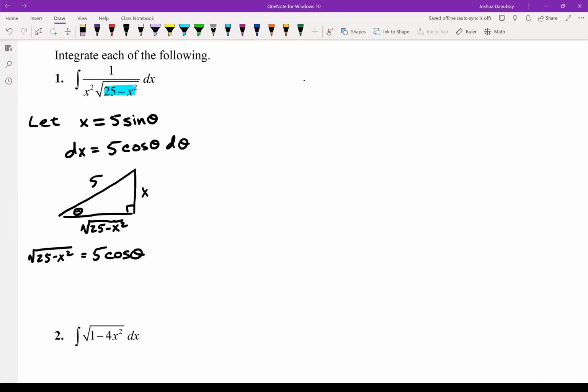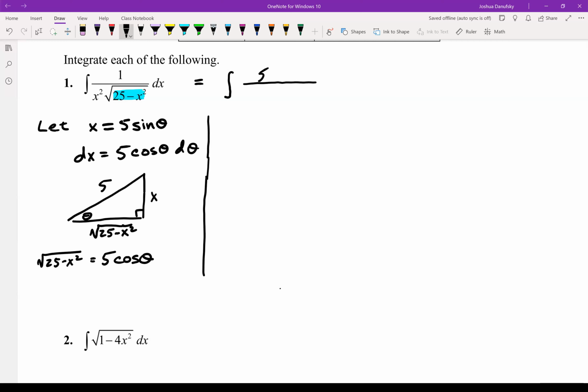Now we're ready to do our substitution. In the numerator, we have our dx equals 5 cosine theta d theta. In the denominator, we have x squared, so we're going to square our 5 sine theta to give us 25 sine squared theta. And then we also have our square root of 25 minus x squared, which we see below is equal to 5 cosine theta. Cancel. Let's put the 1 over 25 on the outside. We have 1 over sine squared, which is the same as cosecant squared theta.